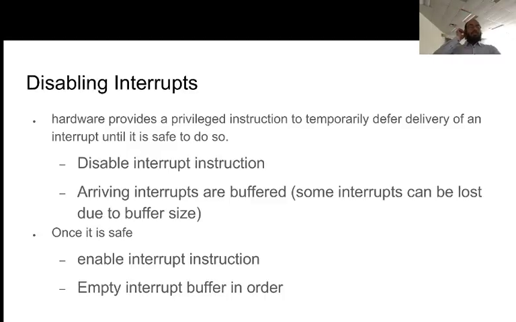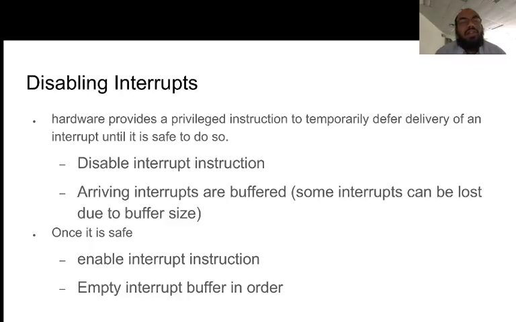So disabling interrupts is actually hardware. It's a hardware provided privileged instruction to temporarily defer delivery of an interrupt until it is safe to do so. So it's basically a hardware control that stops all different hardware subsystems from having an interrupt. It can be in hardware and it can be in the actual operating system. So it varies between different architectures.